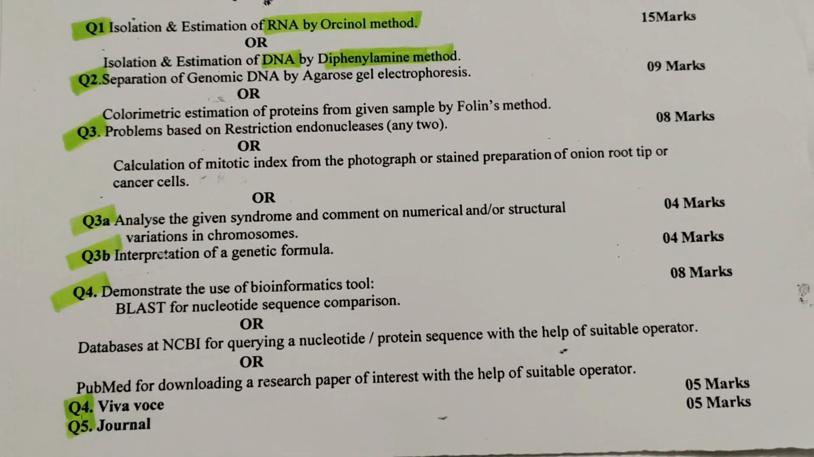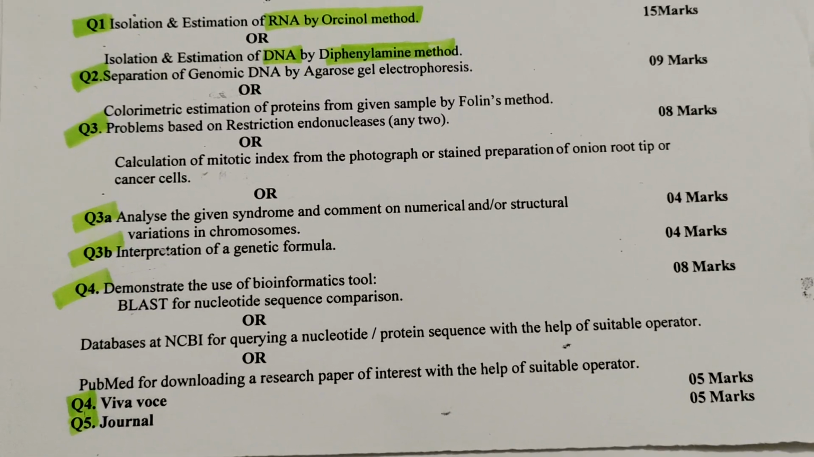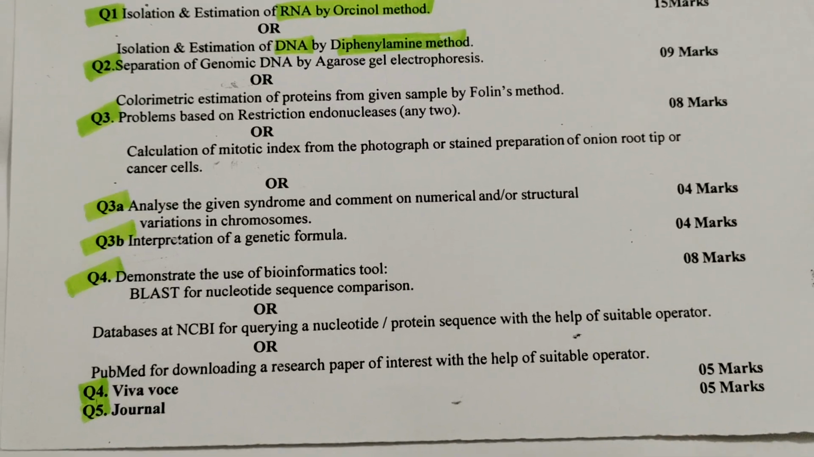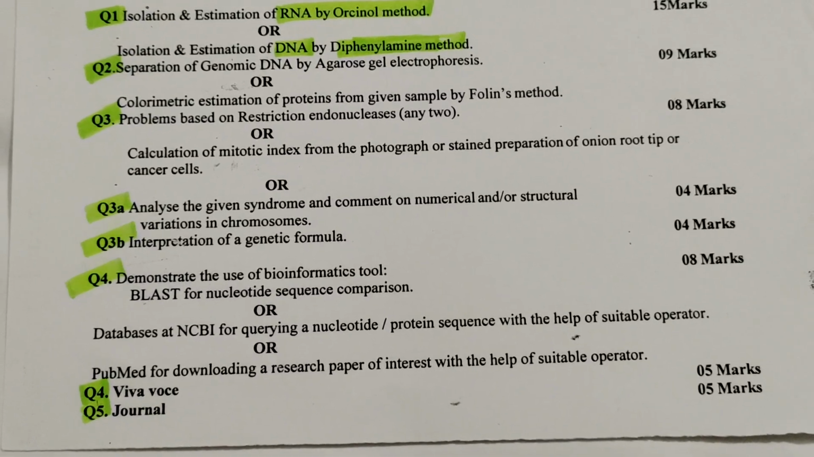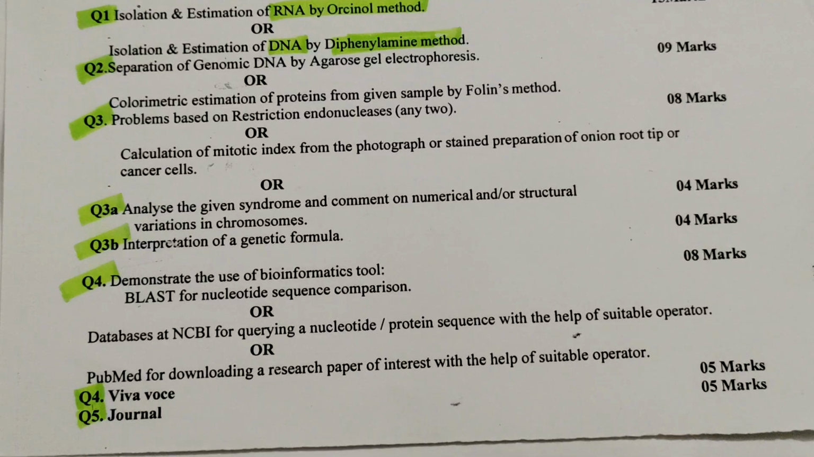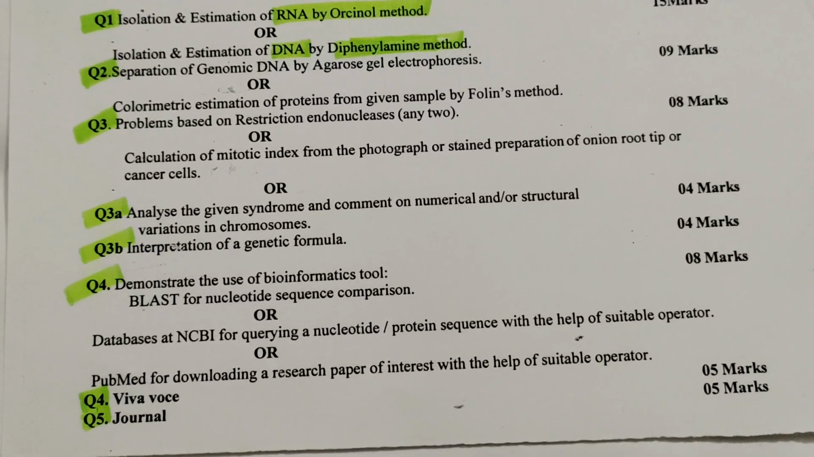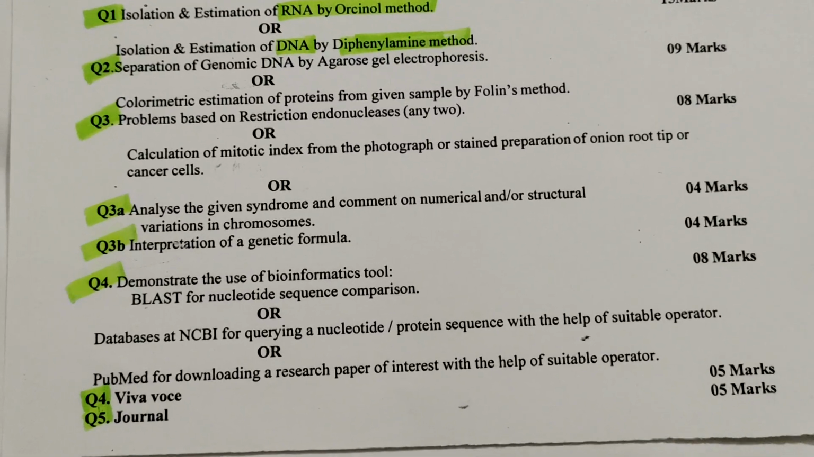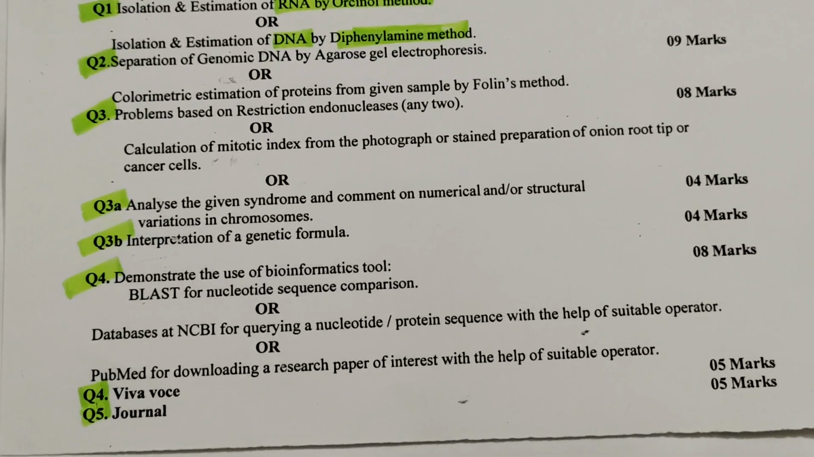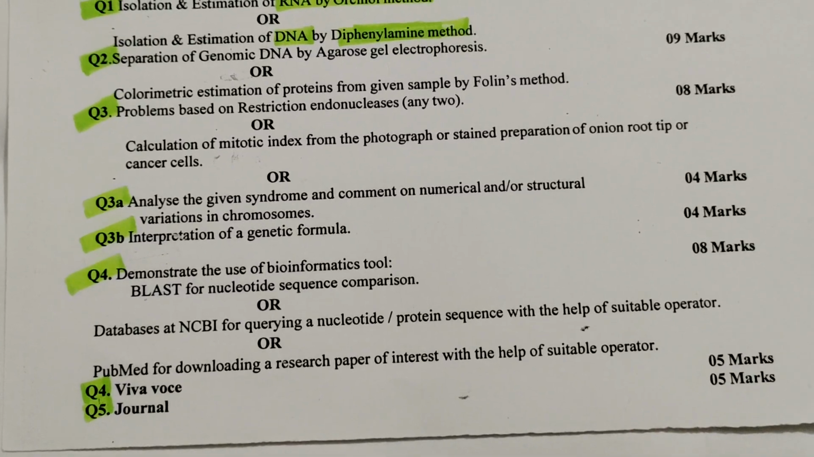Question 2, agarose gel electrophoresis, only loading, 9 marks. Or protein estimation by Folin method, 9 marks. Question number 3, restriction endonuclease problems or mitotic index, or it could be analysis of syndrome and interpretation of genetic formula. Question number 4, bioinformatics. Question number 5, Viva, and question number 6, journal.